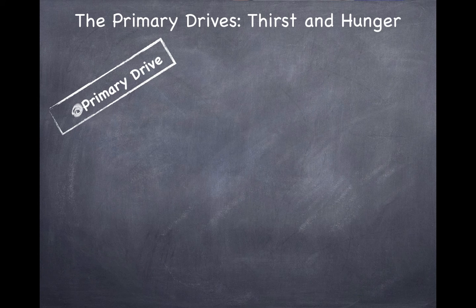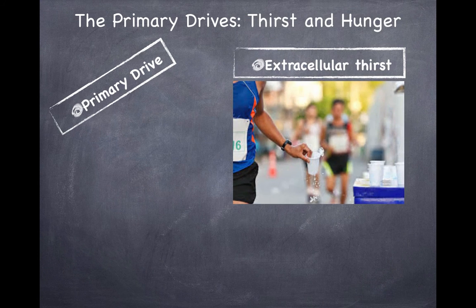And when we think in terms of thirst, there's two types. Well, the primary drive really is the unlearned motivation that arises from the tension that's created by an unmet biological need. So there's extracellular thirst. This occurs when the body tissue loses fluid, such as when you're perspiring while exercising.